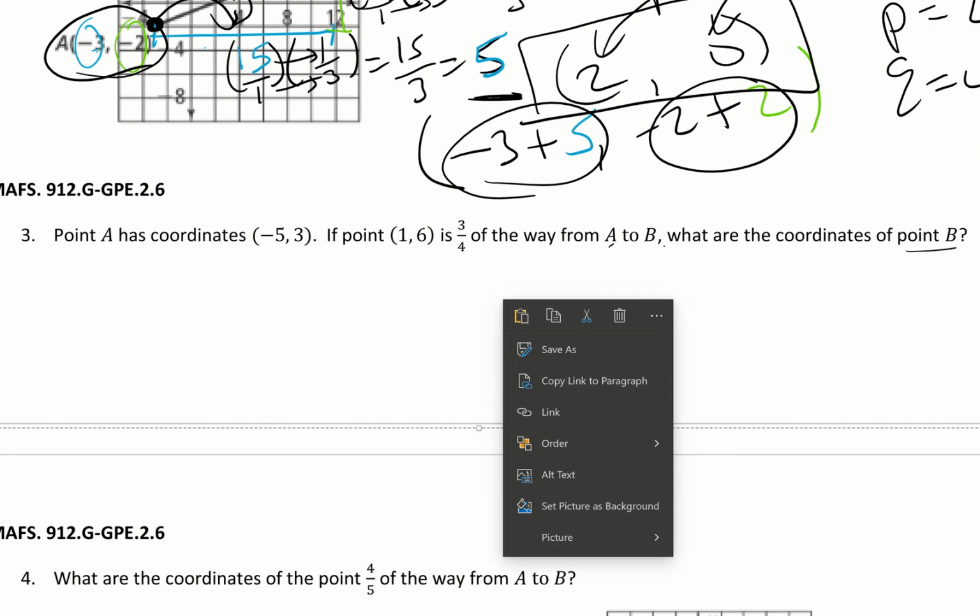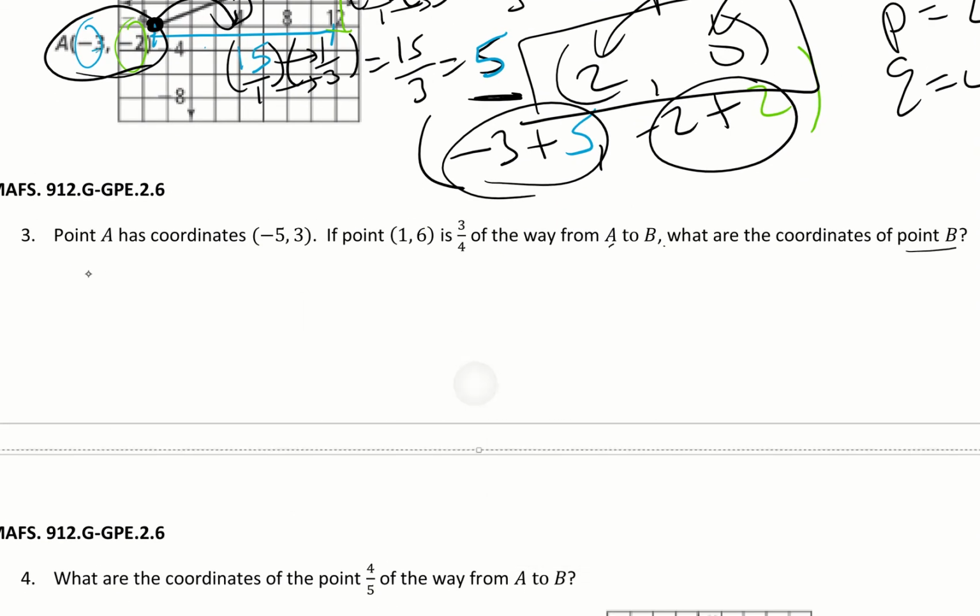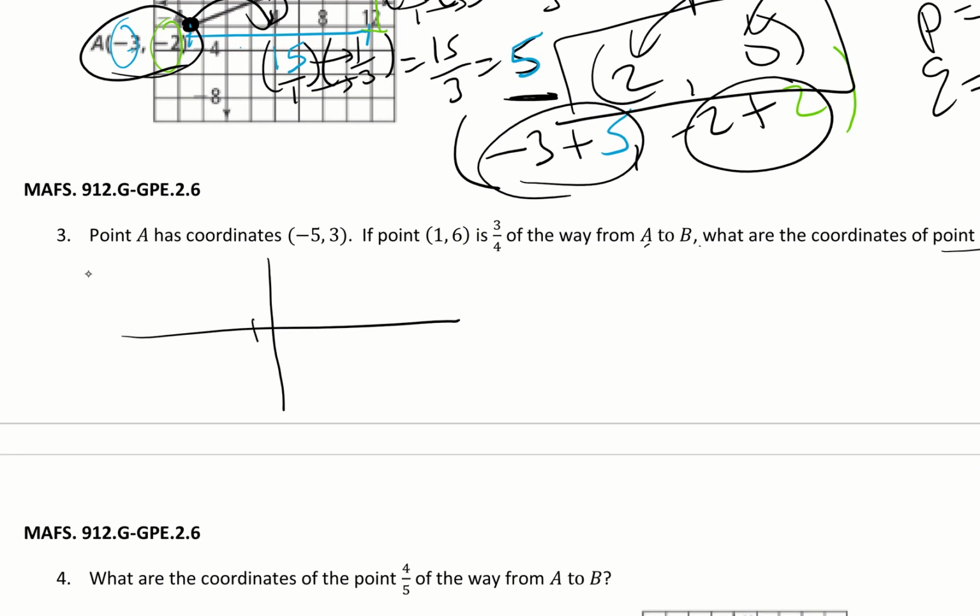Okay, so in order to do this, let's go ahead and show you all the steps. The steps are going to be slightly different here. So we got A, just -5, 3. Point P, that's point P. And then it says it's 3/4 of the way from A to B.